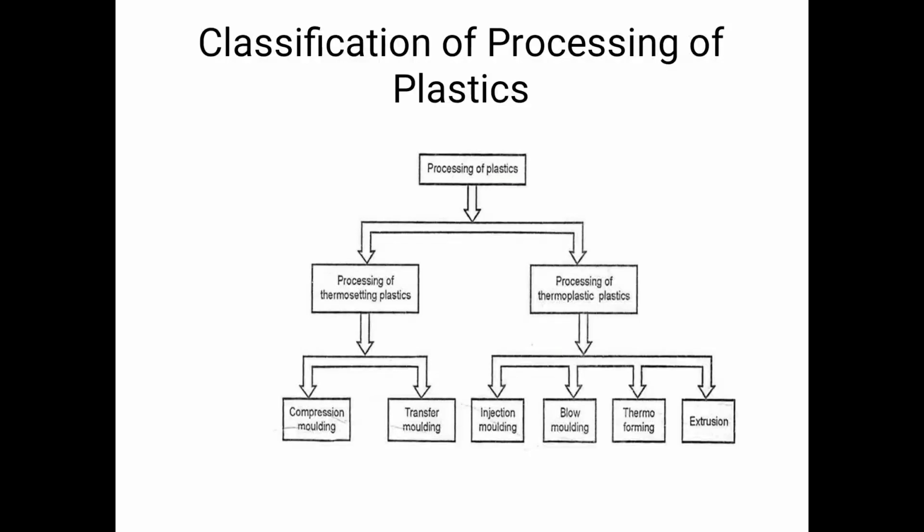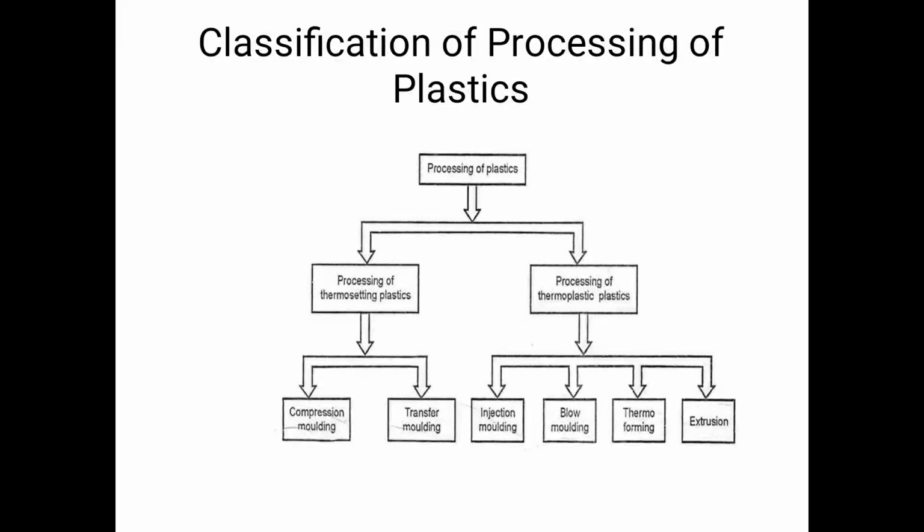So we should know the difference between thermoplastic and thermosetting plastic. Thermoplastic is softened by heating, but thermosetting plastic cannot be softened by this process. Thermoplastic structure is made of linear chain molecules, but thermosetting plastic structure is made of cross-linked molecules. Thermoplastic materials are produced by addition polymerization, but thermosetting plastics are produced by condensation polymerization. And thermoplastics can be reshaped by heating and cooling, but thermosetting plastic cannot.